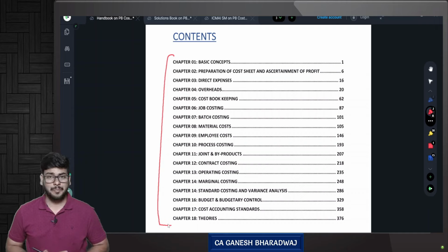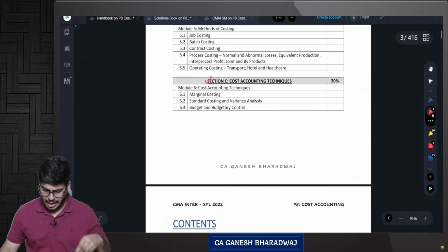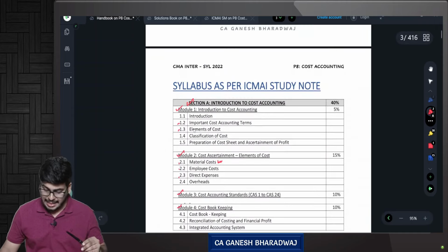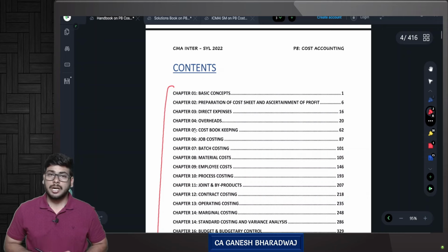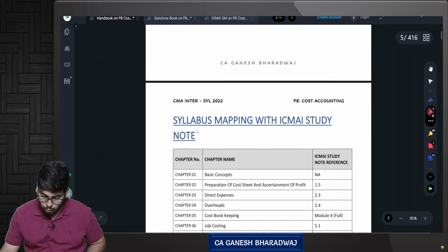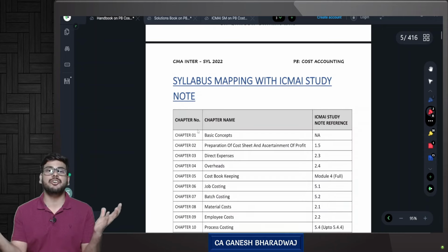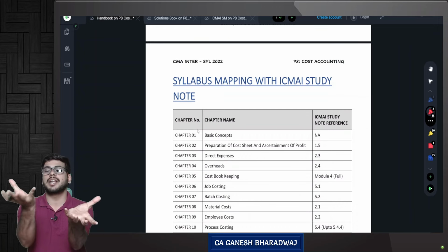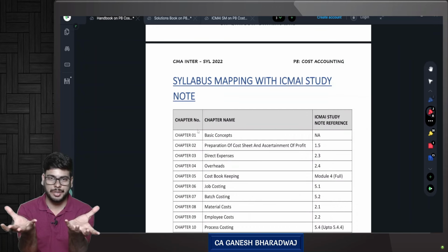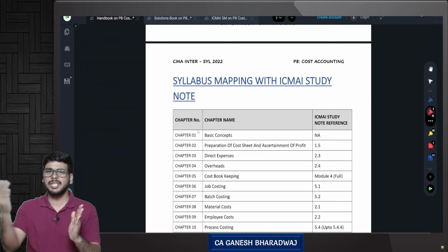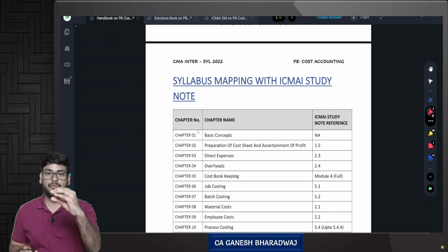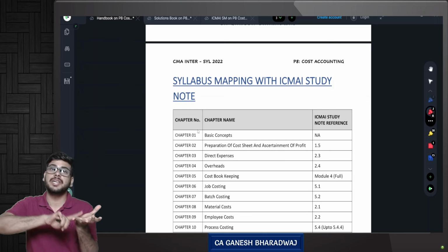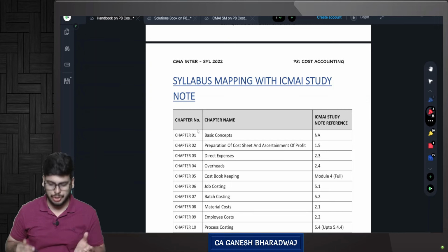Clear? Now we just saw in our handbook, I have given the syllabus as per your CMA Institute study note and the syllabus as per our book. Now I have also added one more thing. I have mapped your syllabus as per our book and as per the institute study note. So why have I done this? Just in case you want to refer to the institute study note, you should know which chapter from our book should be referred in which submodule of the institute study material.